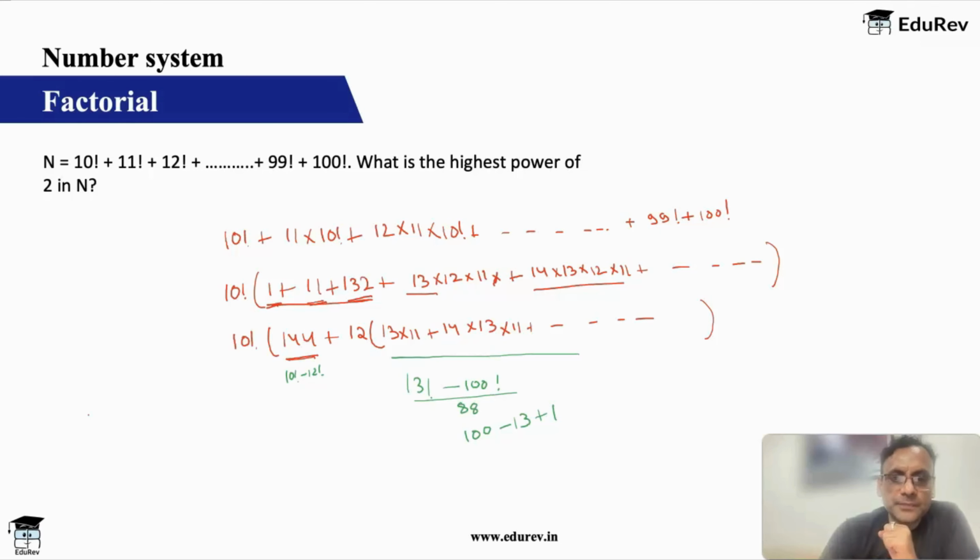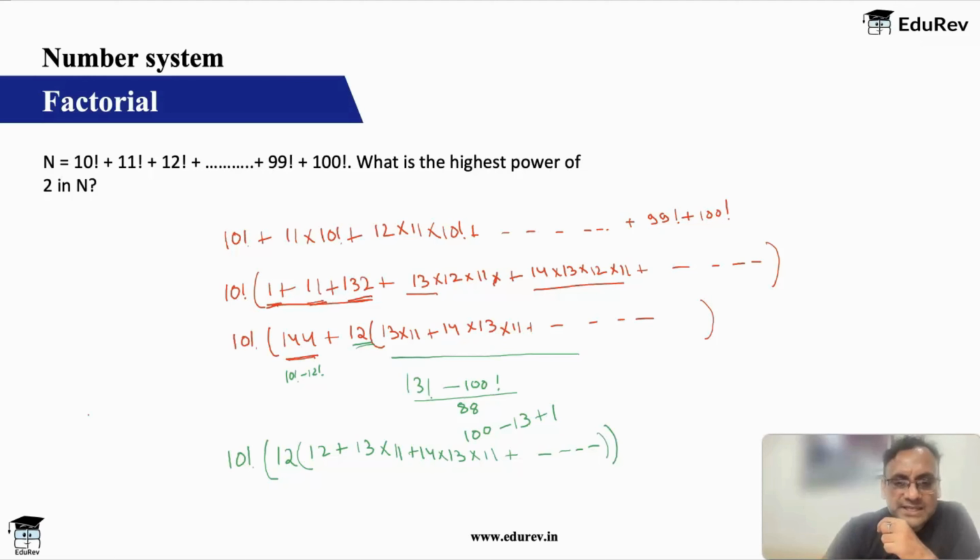Right? Okay. Now let's do one more thing. We take 10 factorial. Then from this 144 also we take 12 out. So this will be 12. And then there is 12 common here also. That also has come out. So then you have 12 plus 13 into 11 plus 14. From 14 also, 14 into 13 into 11 plus so on. So it goes on like this.